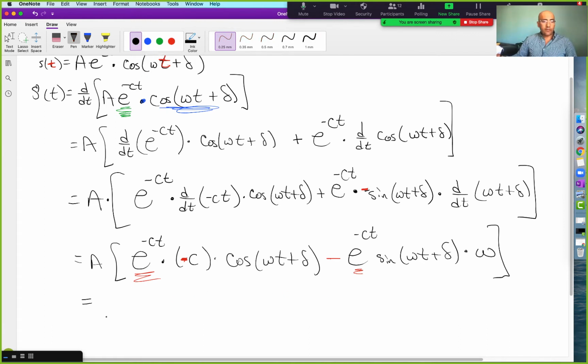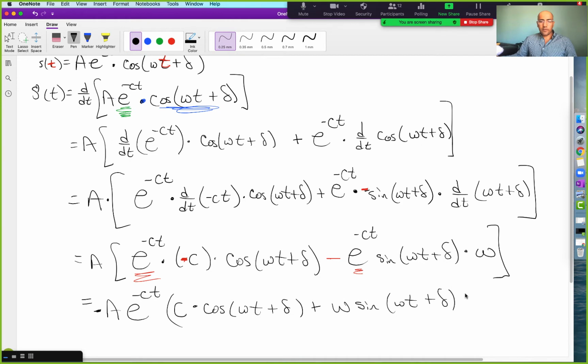And so I'll end up with A and then minus A e to the negative ct. And then inside here, I'll end up with c times cosine of wt plus gamma, and I factor out the minus, so that should become plus now, plus w sine of wt plus gamma.